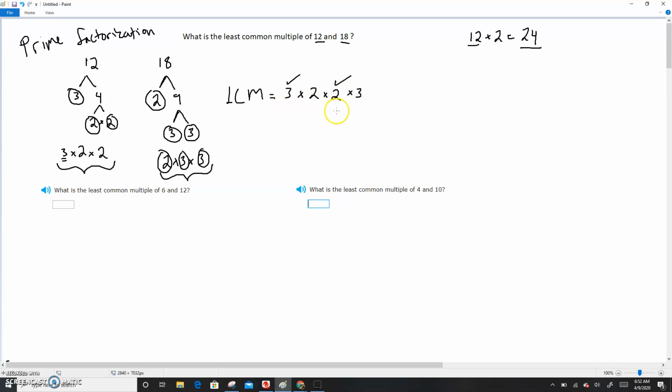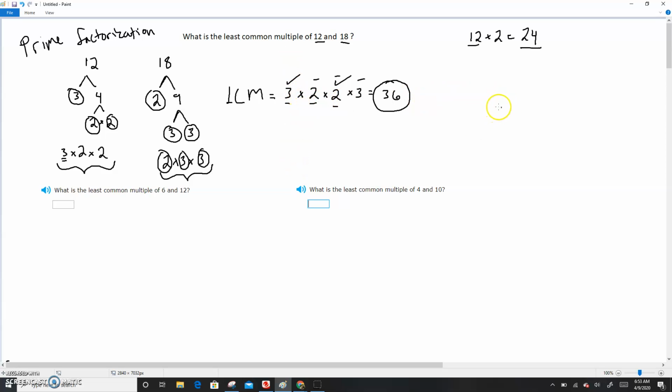From this set of ingredients, we can make both 12 and 18. 12 is 3 times 2 times 2, and 18 is 2 times 2 times 3. So what do we get when we multiply these all together? 3 times 2 is 6, times 2 is 12, times 3 is 36. So the least common multiple of 12 and 18 is 36.